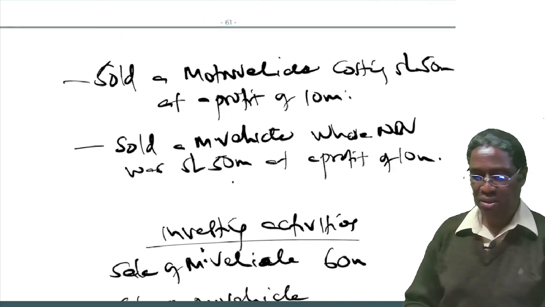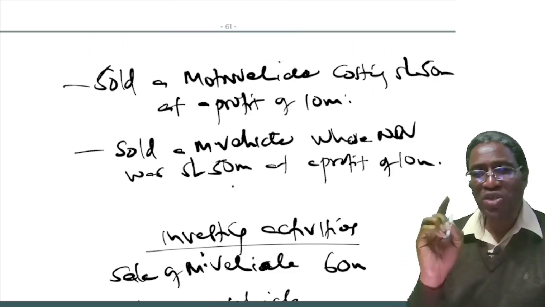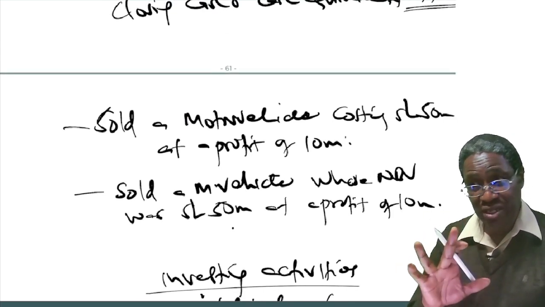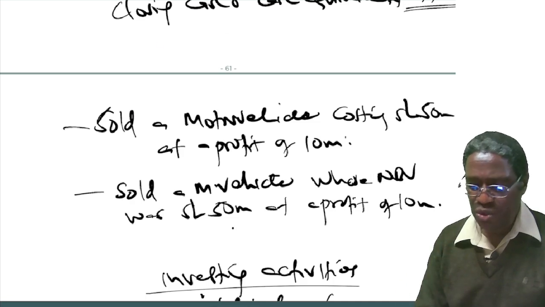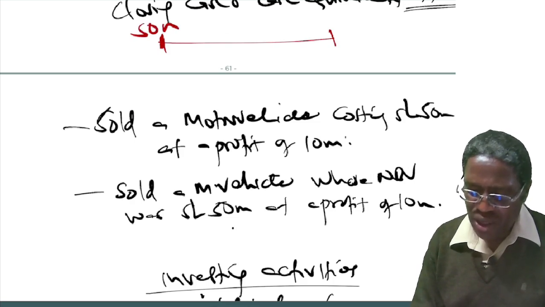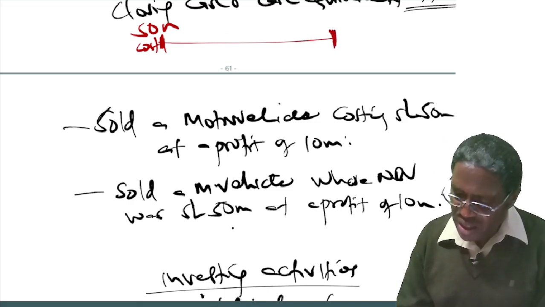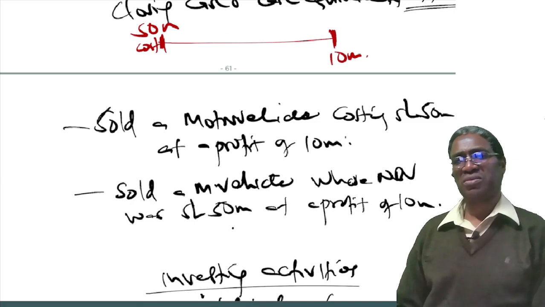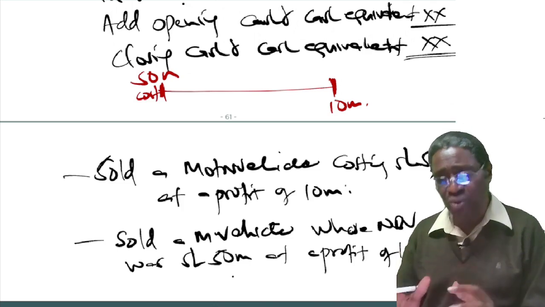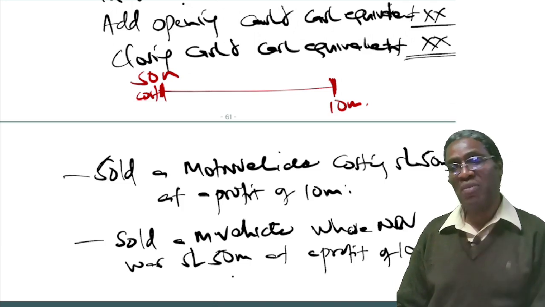The first one says, during the year, the company sold a motor vehicle costing 50 million at a profit of 10. The interpretation is this. This motor vehicle, which we are selling this year, cost us 50 million when we were buying it many years ago. We are selling it today and making a profit of 10 million. Is it possible to know how much you sold that motor vehicle for? The answer is no.